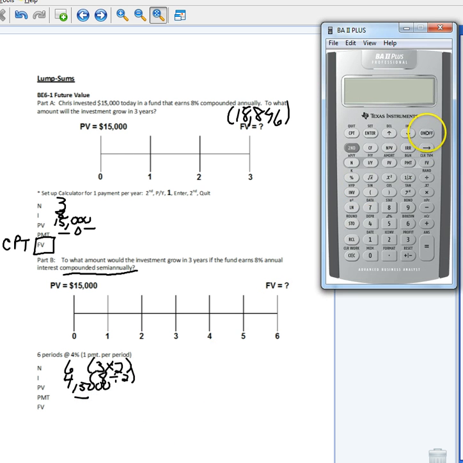So remember, clear everything out, turn it back on, and let's redo this. 6 is N, 4 is our interest rate, 15,000 is our present value, 0 is payment. Compute future value, and we get this time 18,980 if I round it.